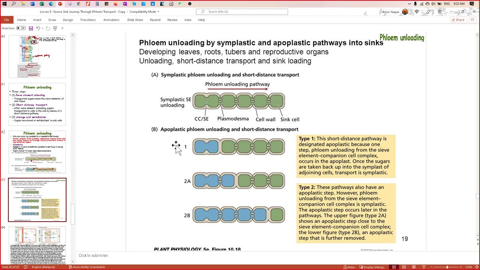About the apoplastic, you got a few types. You got type 1. So this is the short distance pathway. Because how many cells here?